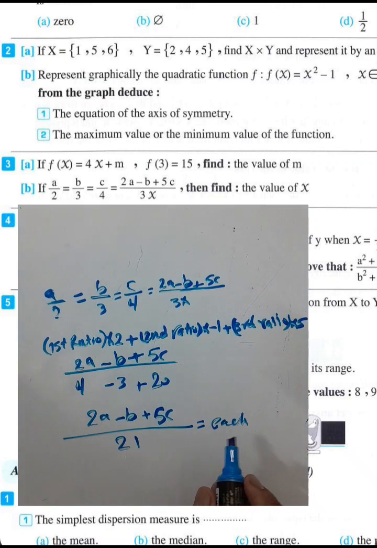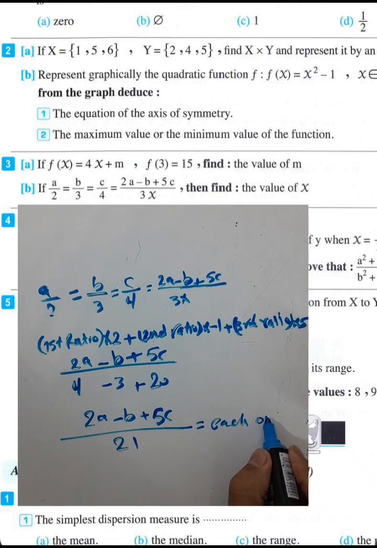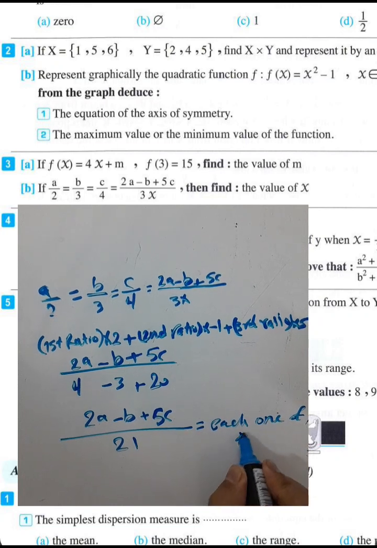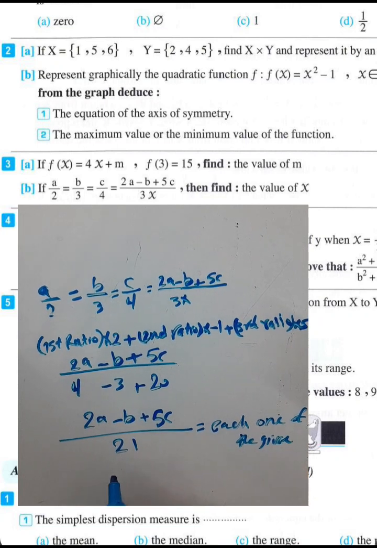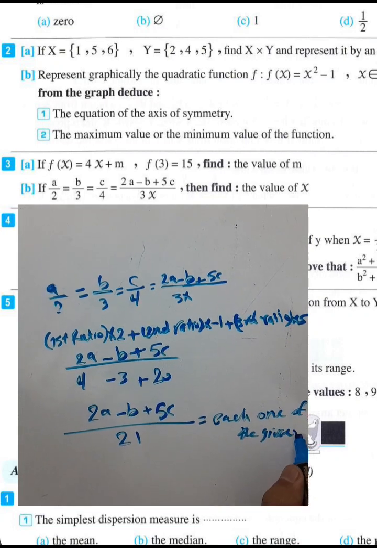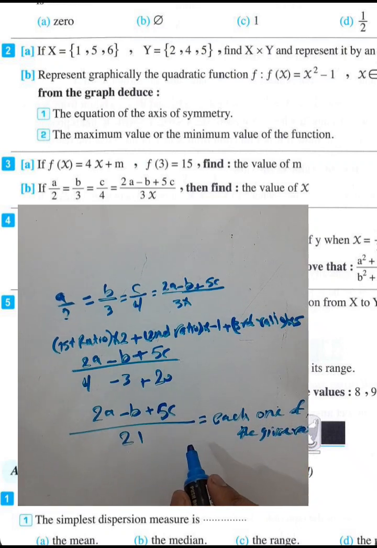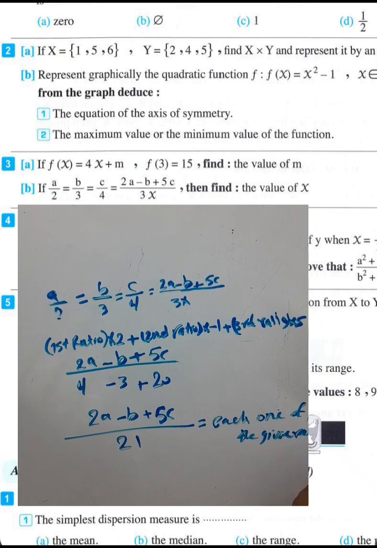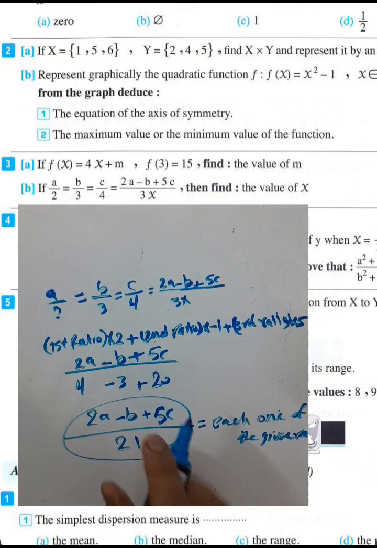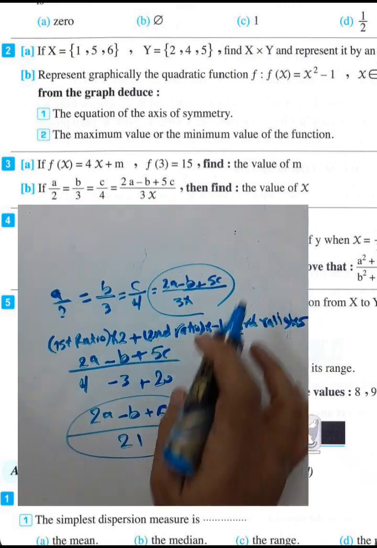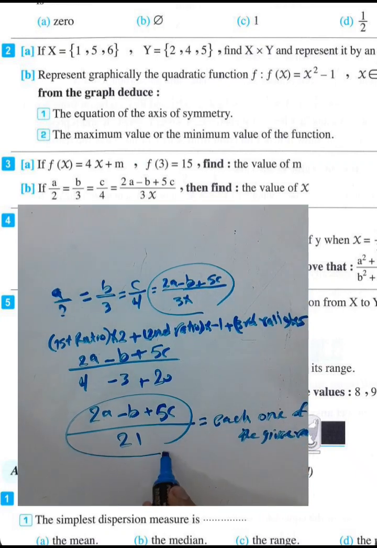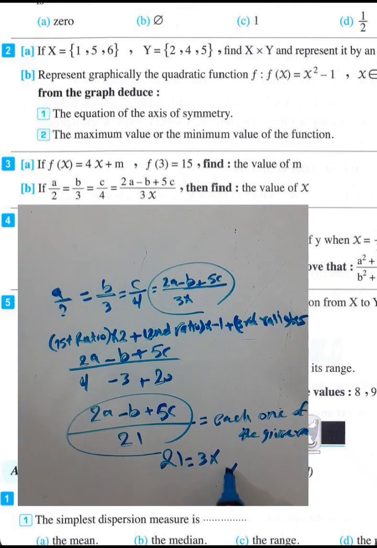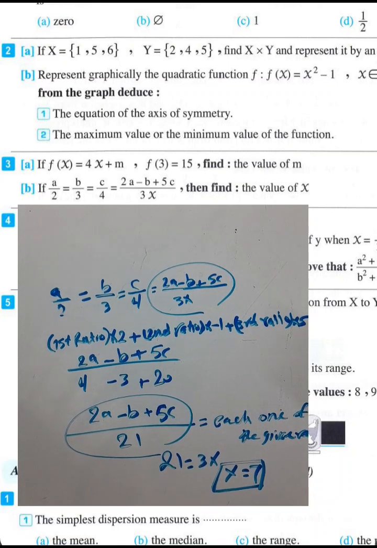The result here equals each one of the given ratios. Then we can equate between two results here, numerator equal numerator, then denominator equals denominator, then 1 equal 3x, then x will be equal 7.